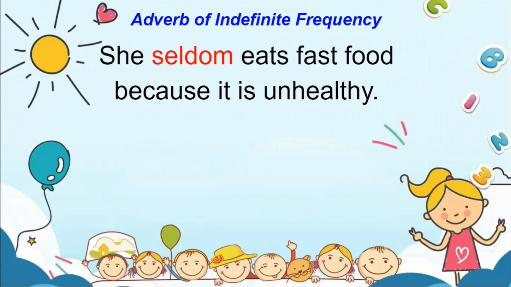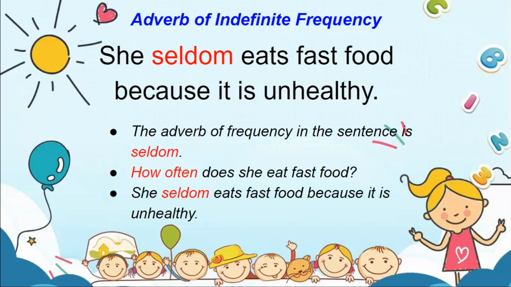She seldom eats fast food because it is unhealthy. The adverb of frequency in the sentence is seldom. How often does she eat fast food? She seldom eats fast food because it is unhealthy.